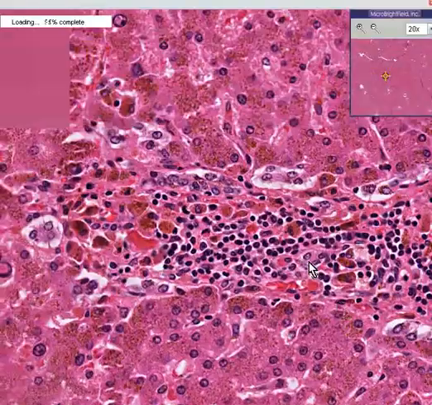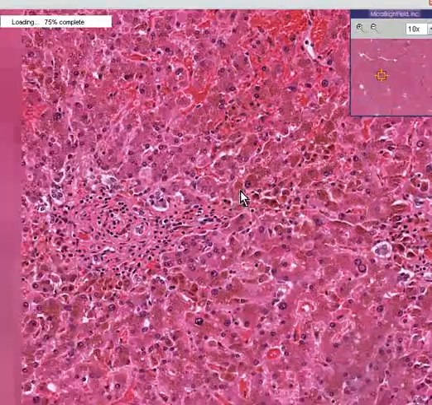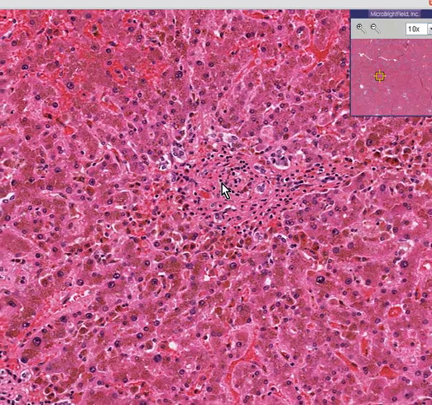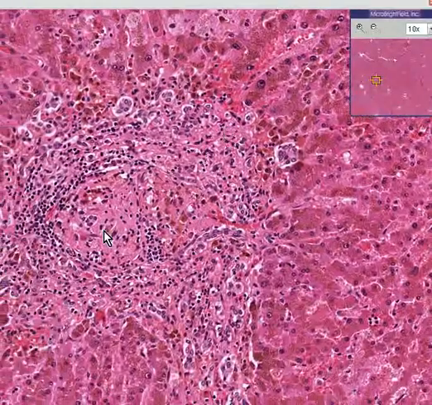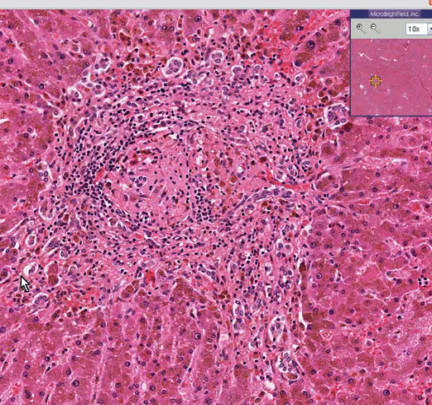And notice that in the portal areas, let's find a good one. Perhaps here, because you can see part of a bile duct. Notice in the portal areas you see some fibrosis. So this liver could very well be in the early stages of cirrhosis. You see a portal area here, but look how these bands of fibrous tissue and inflammatory cells are extending from the portal areas. Most hemochromatosis will eventually turn into cirrhosis.